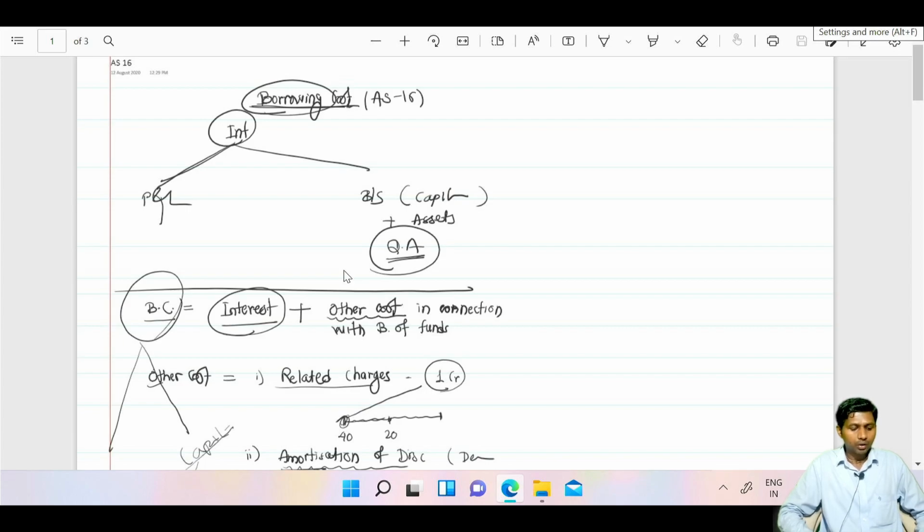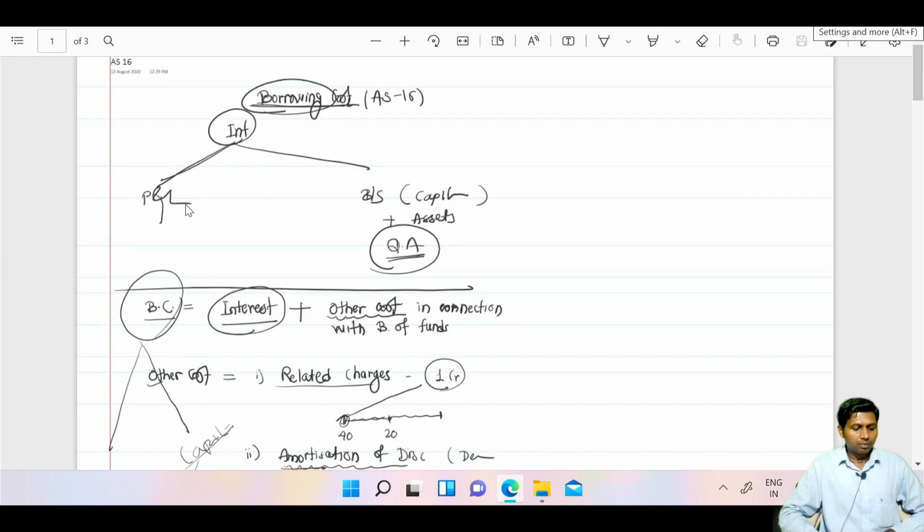Borrowing cost. First try to understand what it means. Borrowing cost means interest and other costs. What is the purpose of this standard? The purpose is to clarify whether to write interest in profit and loss or in the balance sheet. By studying this standard you can figure out the borrowing cost, and whether to write it in the profit and loss statement or in the balance sheet. It's very simple. Sometimes you write it in profit and loss, sometimes you capitalize. If you have to capitalize, write it in the balance sheet instead of profit and loss.